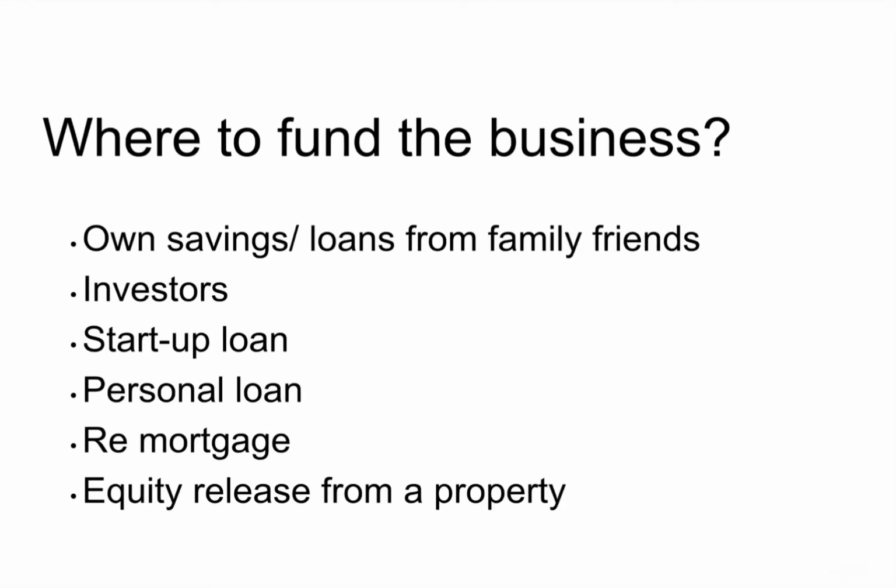And also, if it's under £25,000 that you're after, a personal loan could be a good way. So you can speak to your bank and look into that. Also remortgaging your residential property or a buy-to-let property that you may have. And also equity release from a property. So if you have a property or more than one property, you could think of releasing the equity. Or parents, if they have a property, then releasing equity from them.